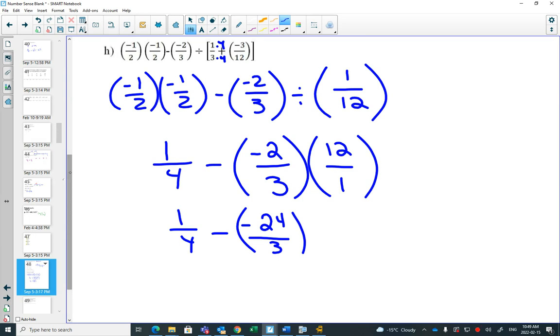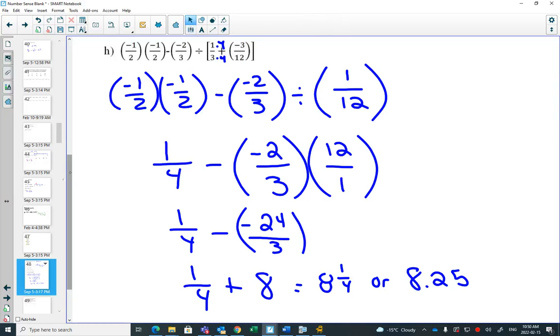Sometimes when you're adding and subtracting, you look if you can simplify. What is -24 divided by 3? 8. So this is -1, this is 1/4. Do you agree that subtracting a negative is the same as adding? And you get 1/4 plus 8, which if you wrote it as a mixed fraction, is 8 1/4. If you write it as a decimal, it's 8.25. Is that what it came up on the calculator? Yes. Okay.